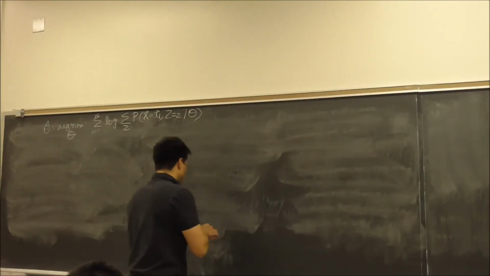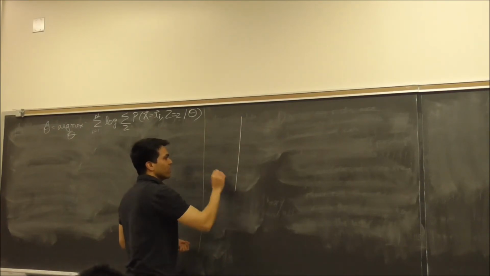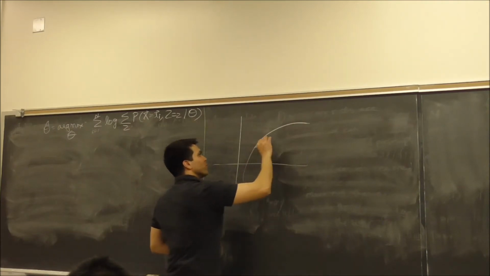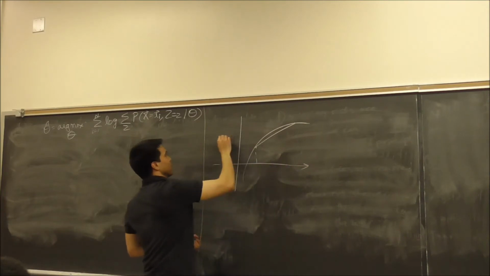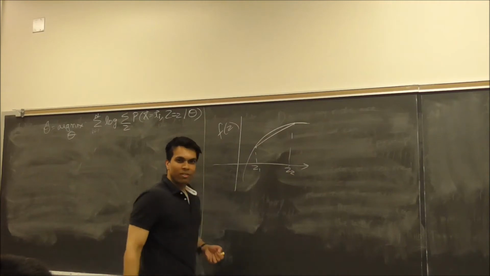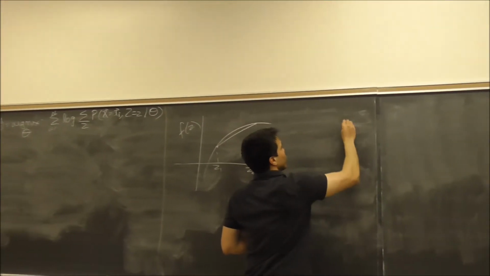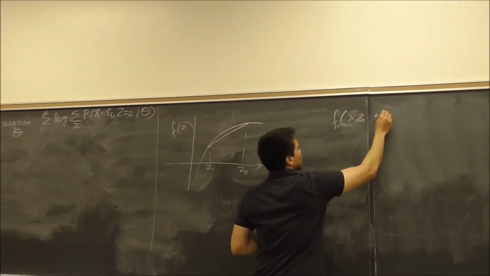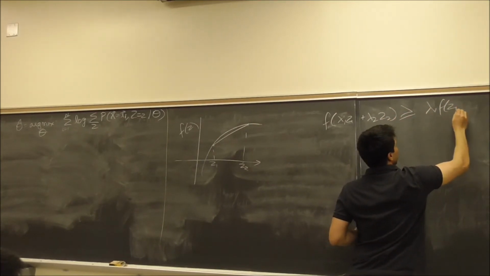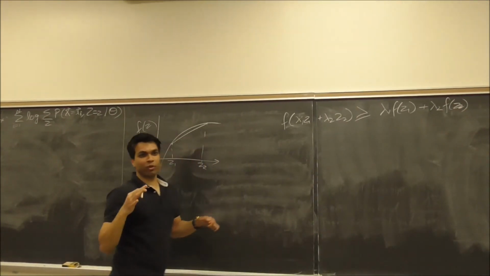Here's a little tutorial on Jensen's inequality. This is a concave function, some sort of concave function. Here's what you know about concavity. Take the function f of z, with two points, z1 and z2. The definition of concavity says that f of lambda 1 z1 plus lambda 2 z2 is greater than or equal to lambda 1 f of z1 plus lambda 2 f of z2. That's the definition of concavity.